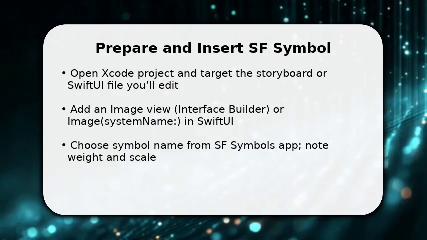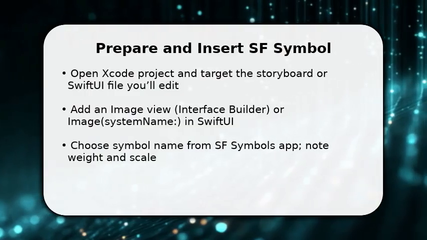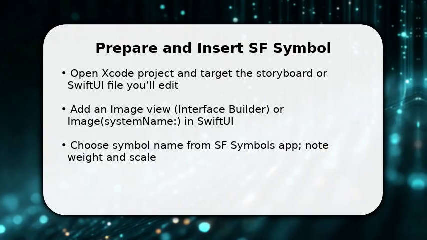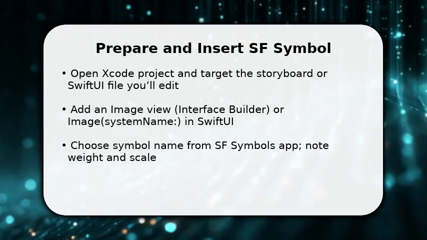You start by opening your Xcode project and locating the view you'll modify. First, add an image view in Interface Builder or call Image(systemName: symbolName) in SwiftUI.